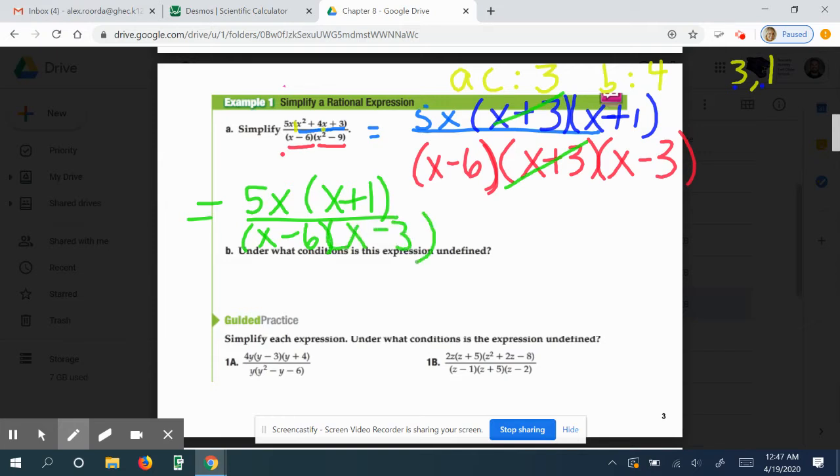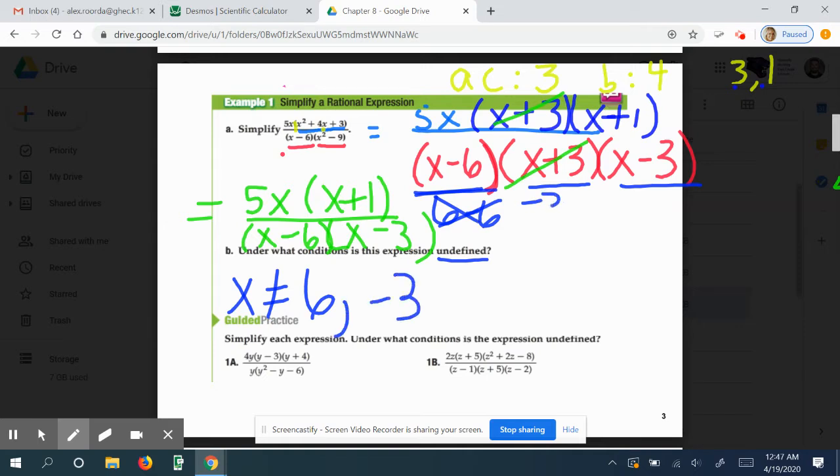All right? Now, part B asks an interesting question. It says, under what conditions is this expression undefined? And we learned a long time ago that undefined meant we have a 0 on the bottom. So we look at it, and there are 3 times that we could get a 0 on the bottom. And so we're going to say x cannot be 6 because 6 minus 6 is 0. We don't want that. We're going to say negative 3 because negative 3 plus 3 is 0, and we don't want that. And we're going to say 3 because 3 minus 3 is 0, and we don't want that.